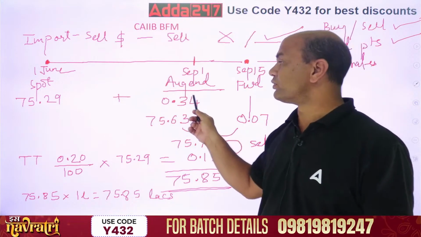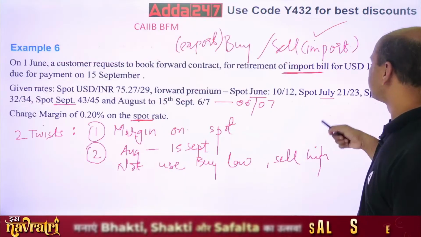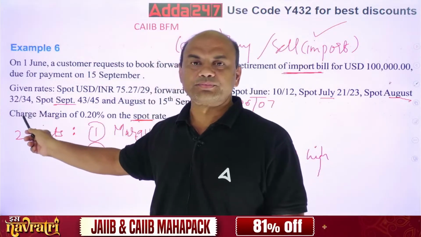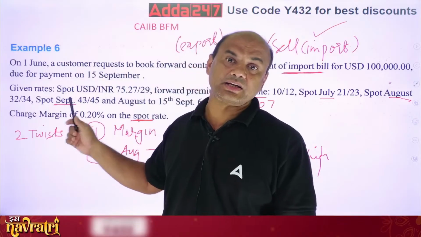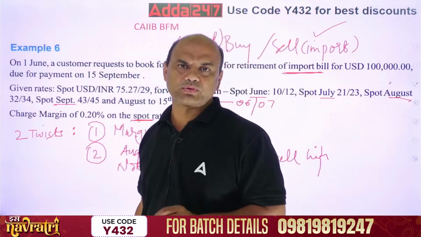Let's write the forward points. What are the forward points? So forward points over here, August end rate is 32.34. What do you mean by 32.34? Right side sell is 34 points. So it is to be taken as 0.34.